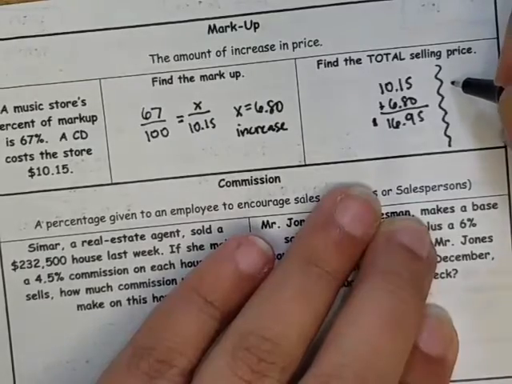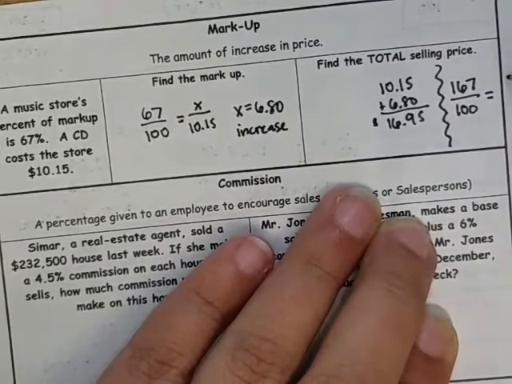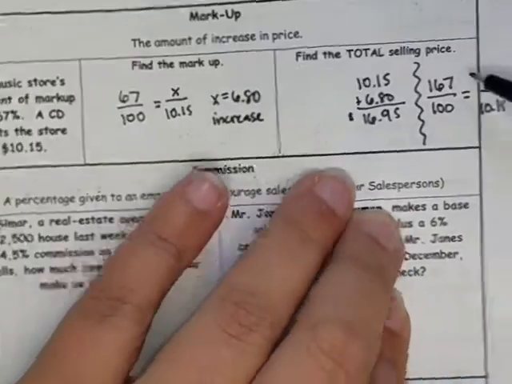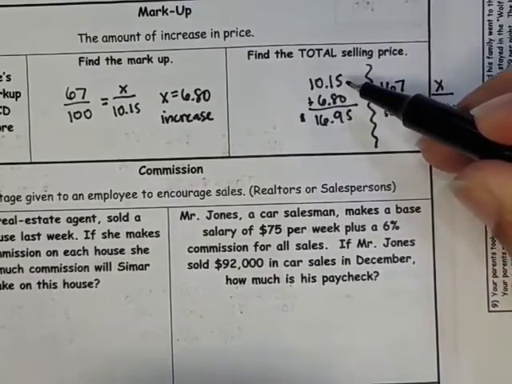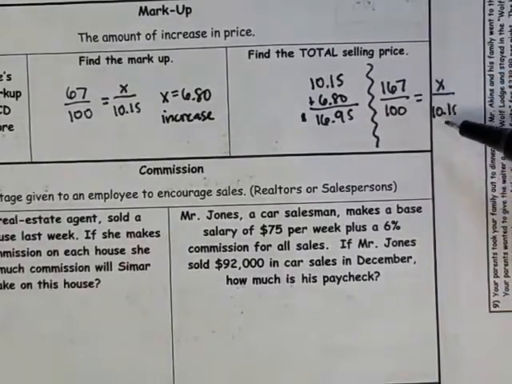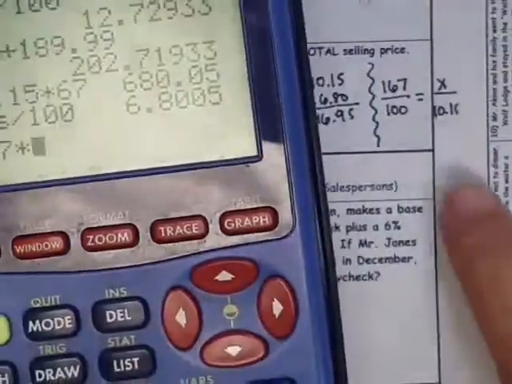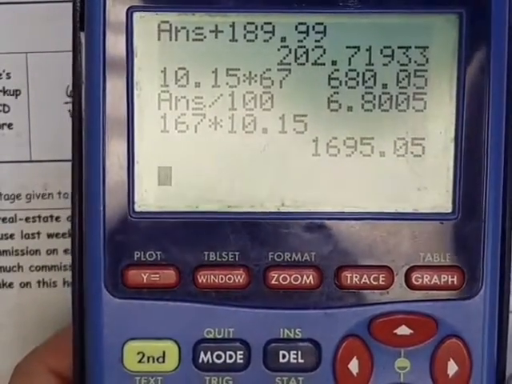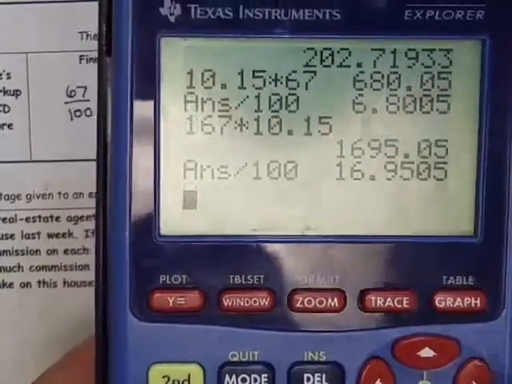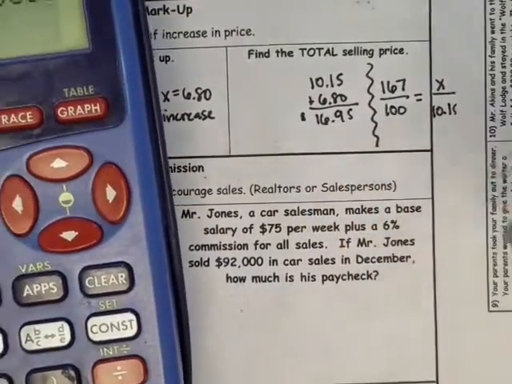So if I wanted to do a shortcut, I could find 167 out of 100 equals what out of 10.15. Again, the 100 is this, the 67% is this. So 100% plus 67% gives me 167%. So then if we do this together, 167 times 10.15, I get 1,695.5. Divide that by 100, and then look, I get the $16.95. So I get it much faster.